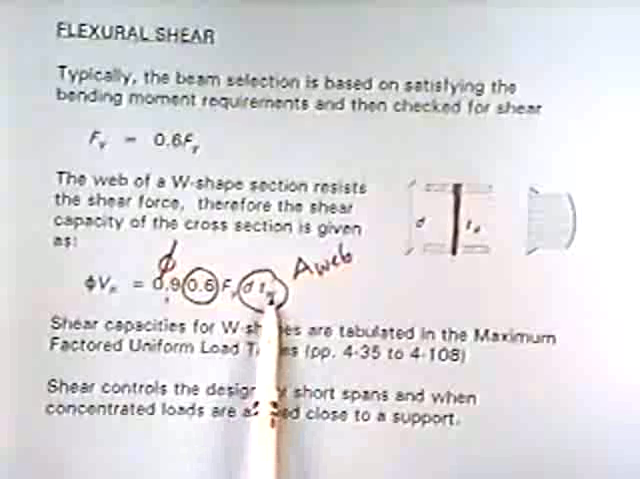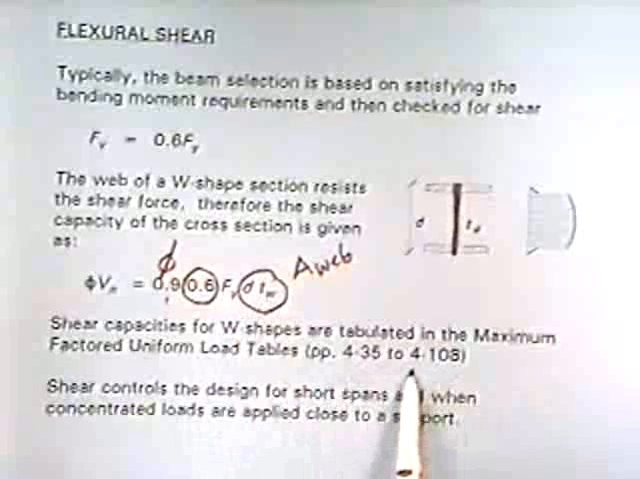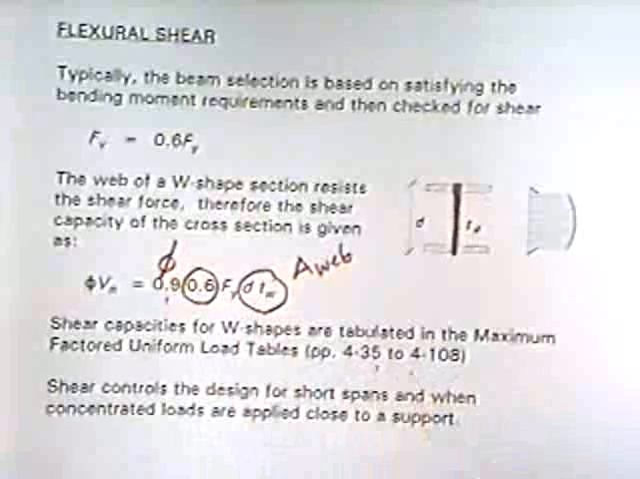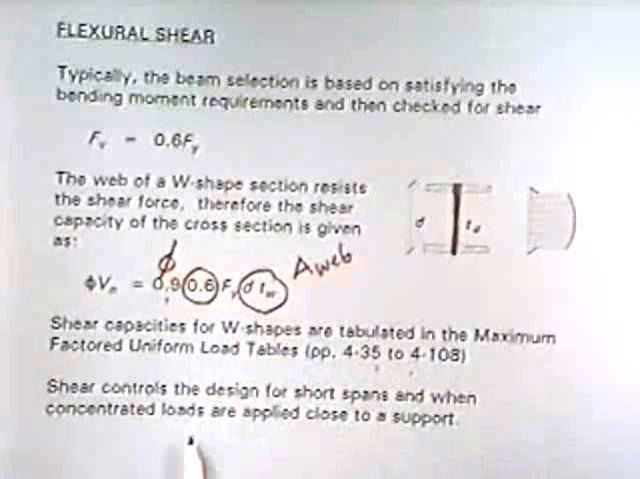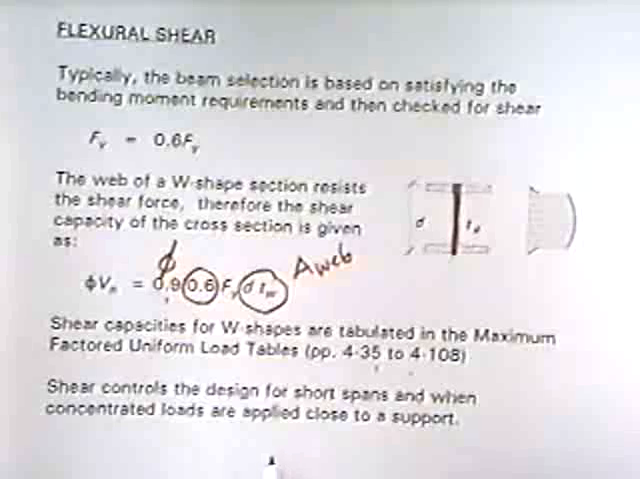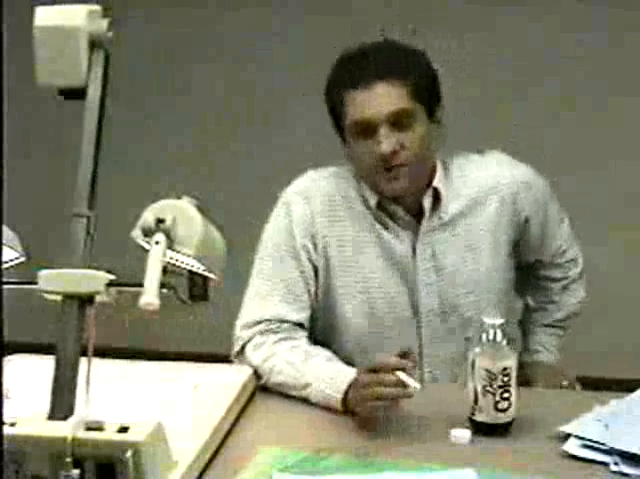You don't have to do this calculation. These values are all given to you in tables, and I've referenced the page numbers for those tables. Typically you don't have a problem with shear unless you have a short span and/or a concentrated load near a support. Watch out. If they give you a problem where a large concentrated load is like 2-3 feet off the support, watch out because shear may control.